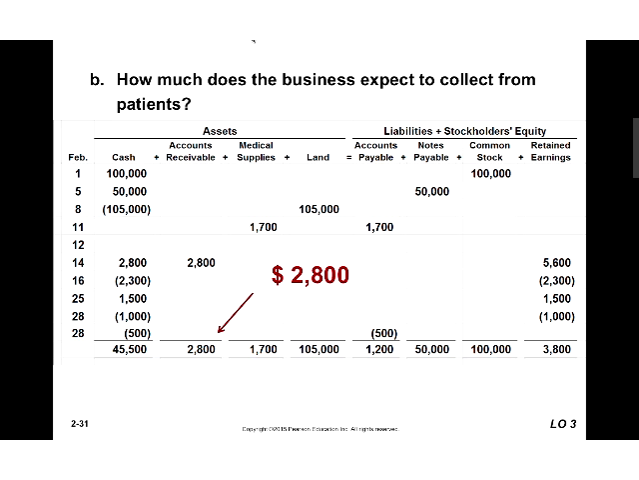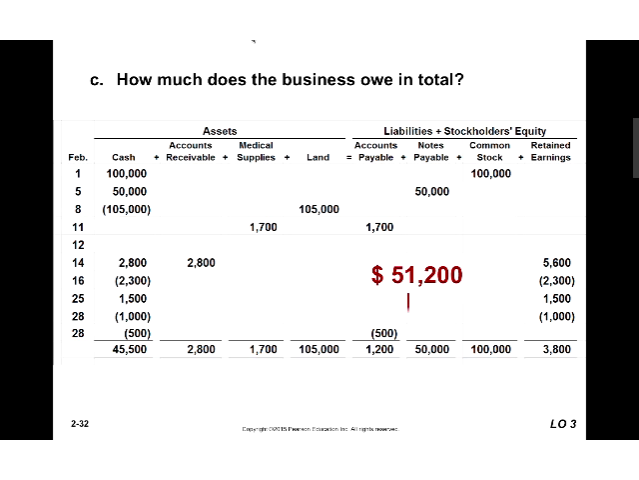The next question asks, how much does the business owe in total? So what are its liabilities is another way of asking that. Well, for our total liabilities, I add up accounts payable and notes payable, and I get the 51,200. So that's their total liabilities.